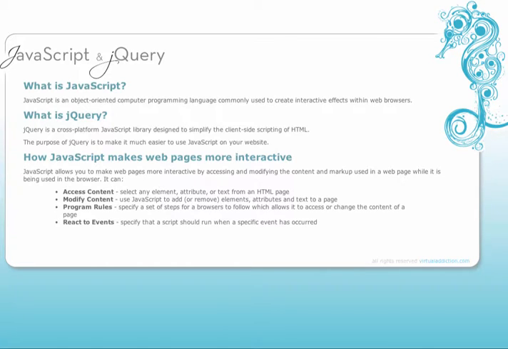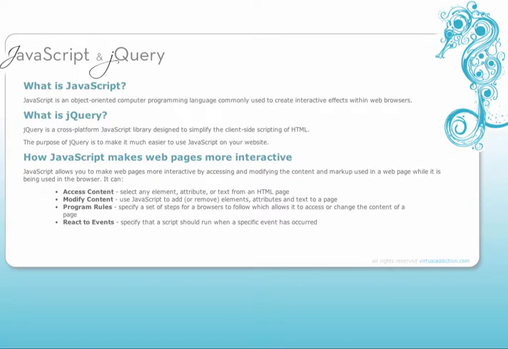You can also specify a set of steps for a browser to follow, something like a recipe. This is going to allow it to access or change the content of a page. So you could create a gallery script which could check which image a user clicked on and display a larger version of that image in response. You could create a mortgage calculator that could collect values and display repayments. You could create an animation that could check the dimensions of the browser window and move an image to the bottom of the viewable area.